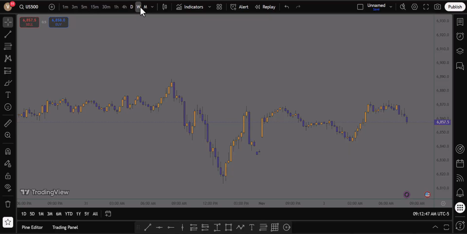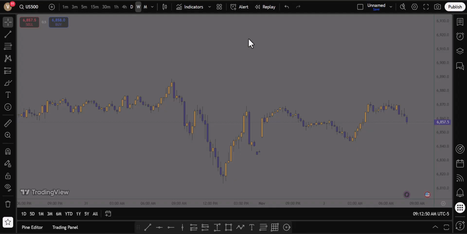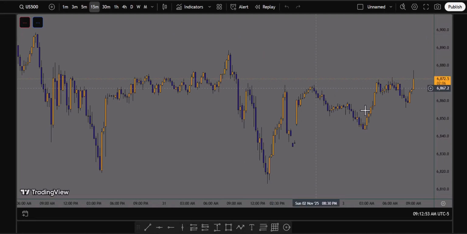Going from the weekly chart again, okay, I think I'm having some glitch with my network or internet connection. Oh, it's all good.